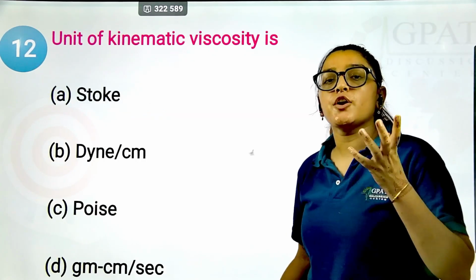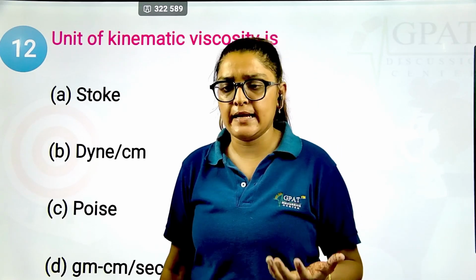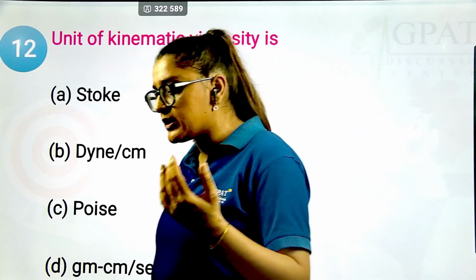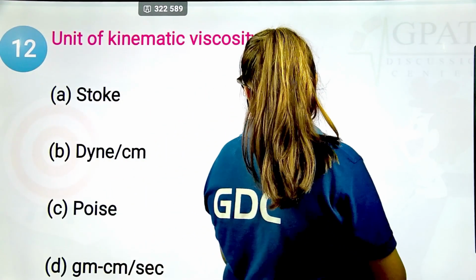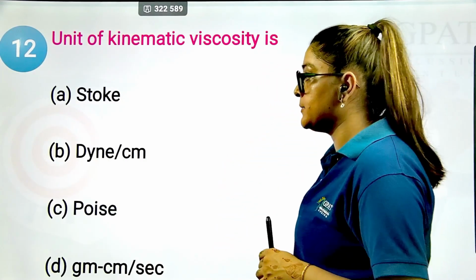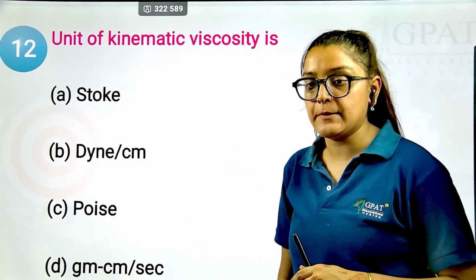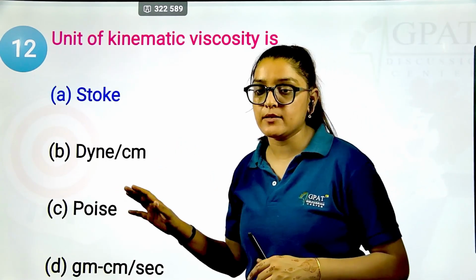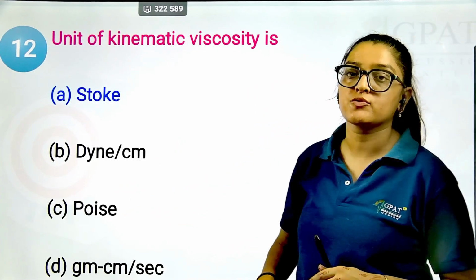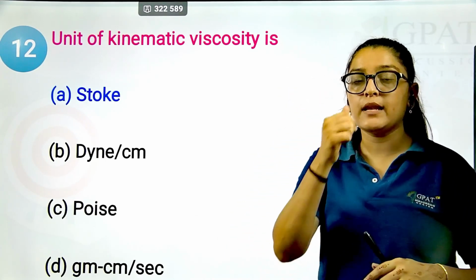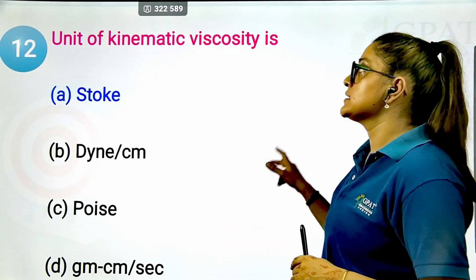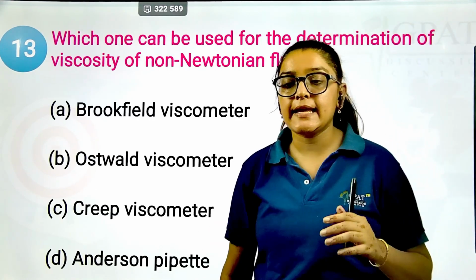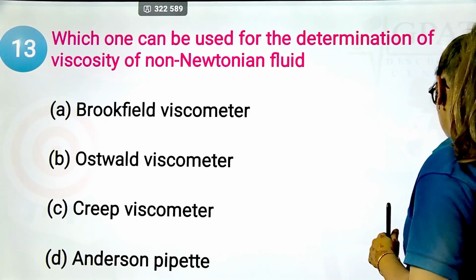Next, what is the unit of kinematic viscosity? Be it dynamic or kinematic viscosity, both of them have similar units, right? Similar SI units as well as CGS and other units. So here in this case, we have the unit of kinematic viscosity as Stokes, dyne per centimeter, poise or gram per centimeter per second. So it is a mostly simple question, Stokes will be the correct answer. However, we have Pascal per second as well, and Stokes, centi-Stokes, these units are also considered right in the CGS system. Next, which of the following is used for the determination of non-Newtonian fluid?